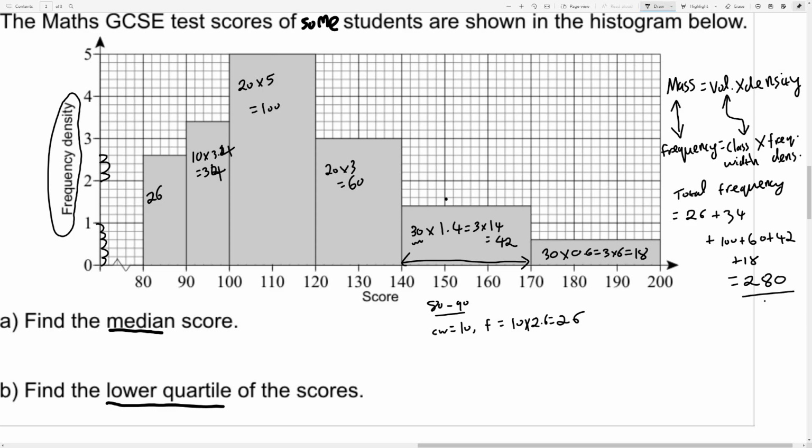shown in this histogram. Okay, and notice I have not added up the heights of the bars. That's what you were taught in year 7 when you were looking at bar charts. That's not what we're doing here. This is a histogram, continuous data. Okay, so how does this help us find the median?